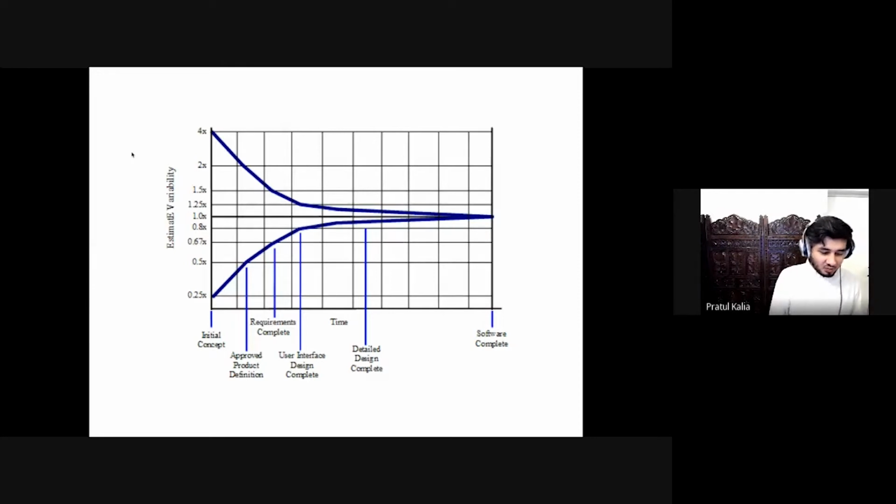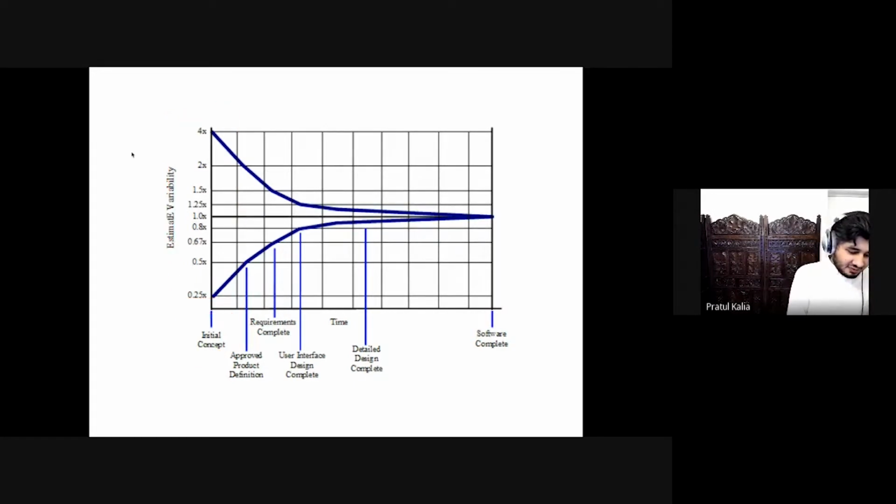So, what this chart is showing is that this is actually time. So time is actually flowing here. And what this chart is showing is that as time flows here, the estimates actually become narrower and narrower as this path is followed, right? Which means that here at the beginning, at the initial concept stage, there is a huge amount of variability because no one really knows what they're doing.